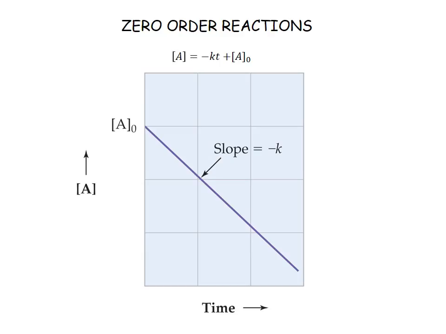So this is our graph of the integrated rate law. You can see that the concentration of A, if we plot that along y as a function of time along x, then you get a straight line with a slope of negative k, and the y-intercept is A sub 0, the initial concentration of reactant A.